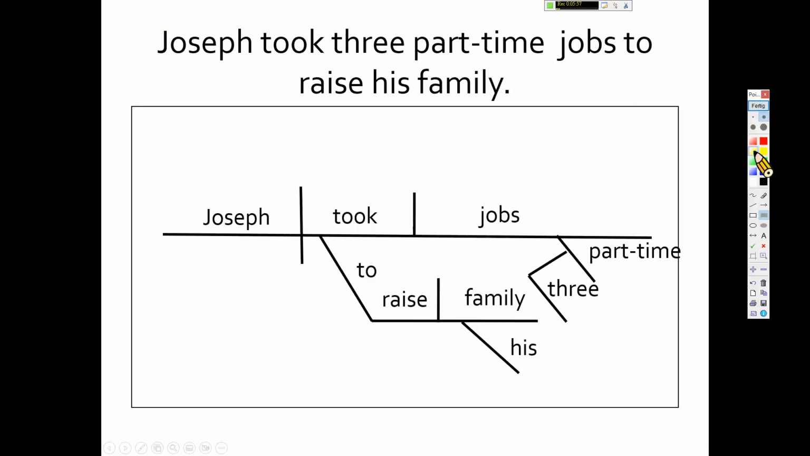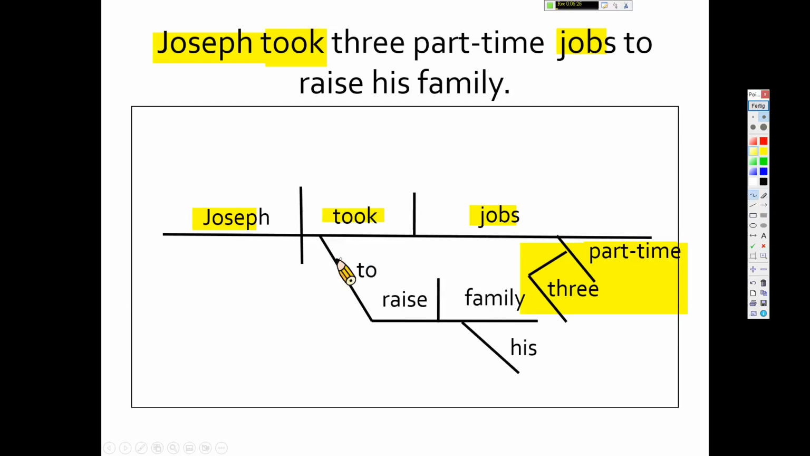So this is the correct one. We have Joseph took jobs, right? And we have "part-time" used to modify "jobs," and the qualifier "3" used to modify "part-time." So we have 3 part-time jobs. These are the components that modify "jobs." And "to raise his family," too.